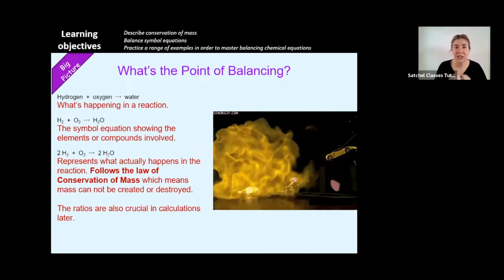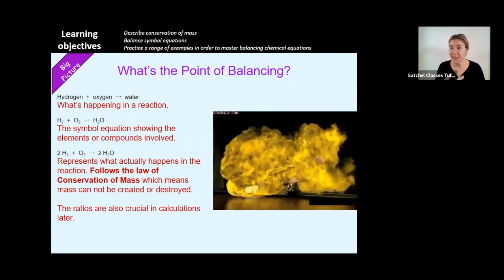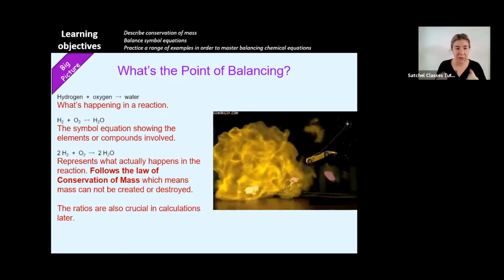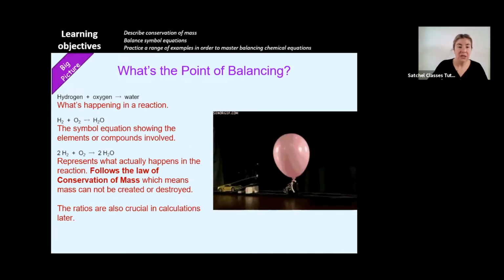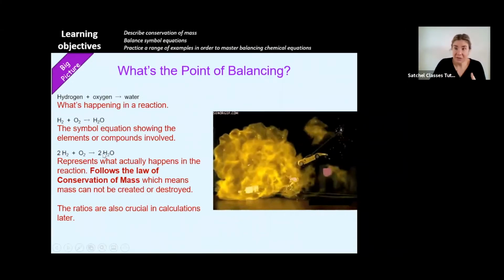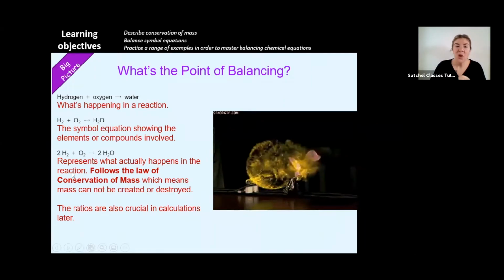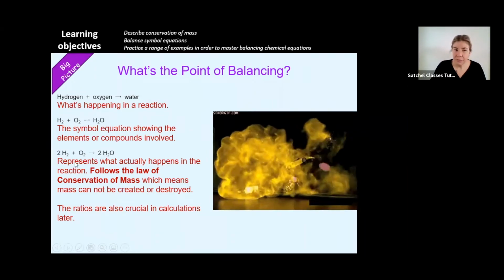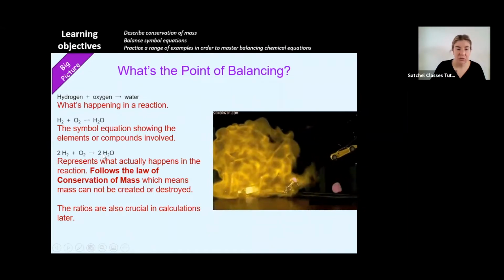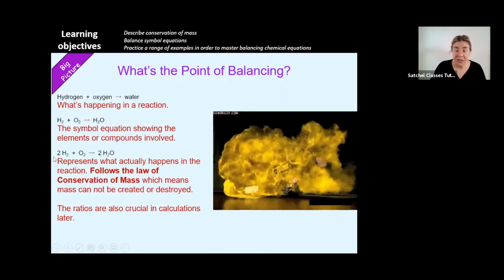It's a law which everything must follow. You might have heard conservation of energy in physics. It's very similar. Energy cannot be created or destroyed. So that's what we're looking at today. We're looking at balancing, and the reason for it is to follow the law of conservation of mass. Also, the ratios. These large multipliers at the beginning are really important when it comes to calculations later on in chemistry.